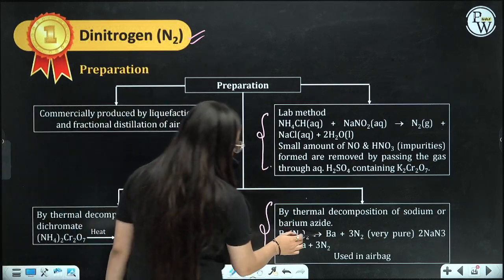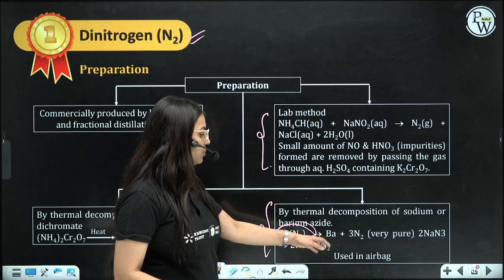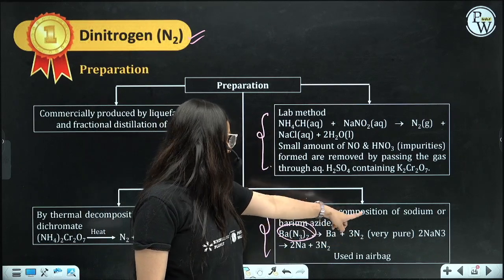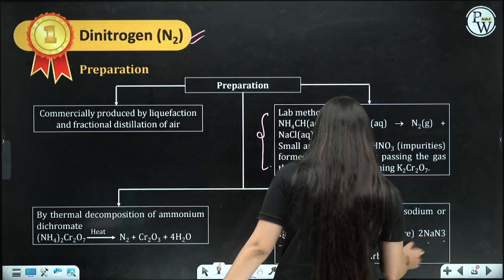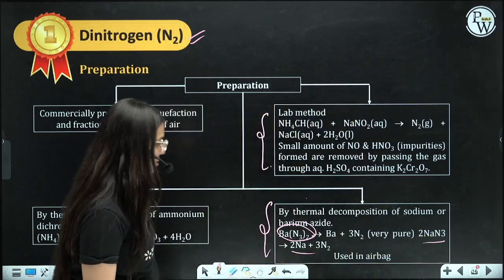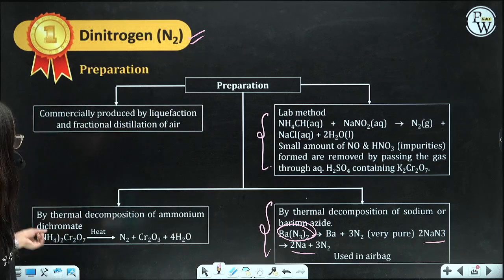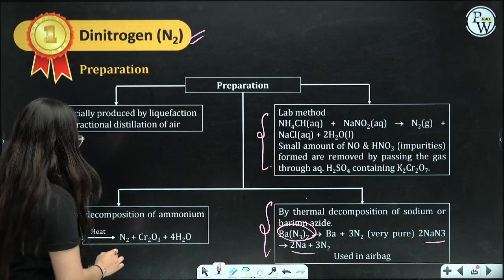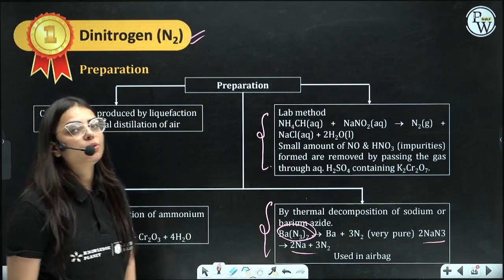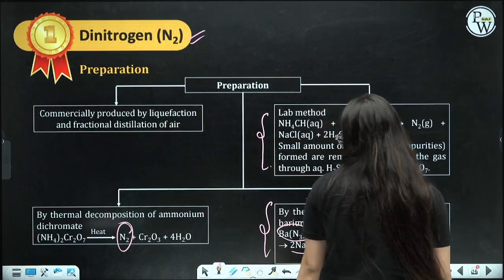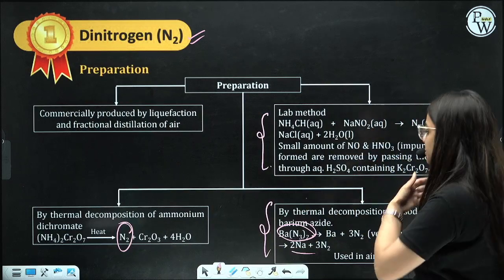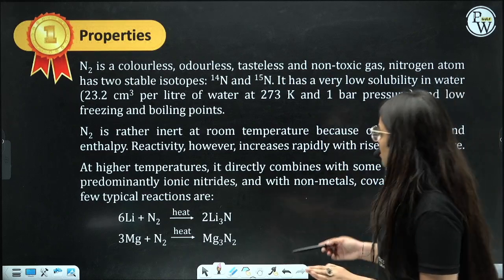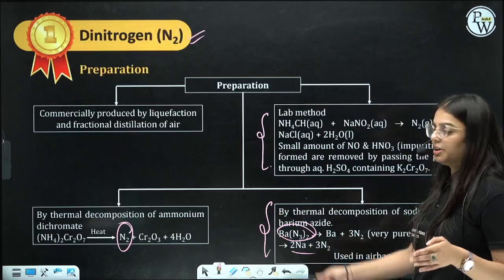This is barium azide. When you heat it, it will break into pure barium and nitrogen. Similarly, sodium azide is NaN3. When you break it, it will give Na plus N2. Now this is thermal decomposition of ammonium dichromate, (NH4)2Cr2O7. We are going to heat it, and you are going to get N2 and Cr2O3. Sorry, Cr2O3 is not the dichromate ion; it is chromium(III) oxide.